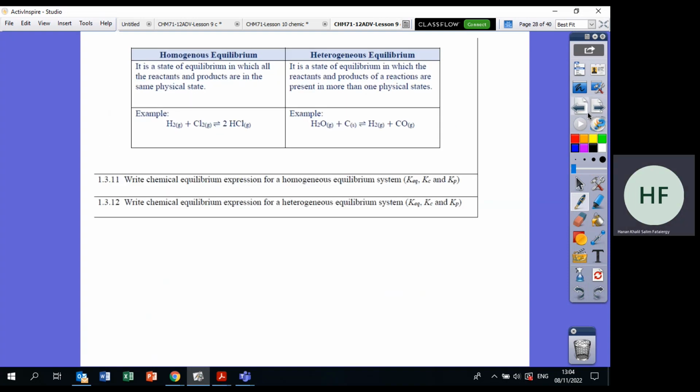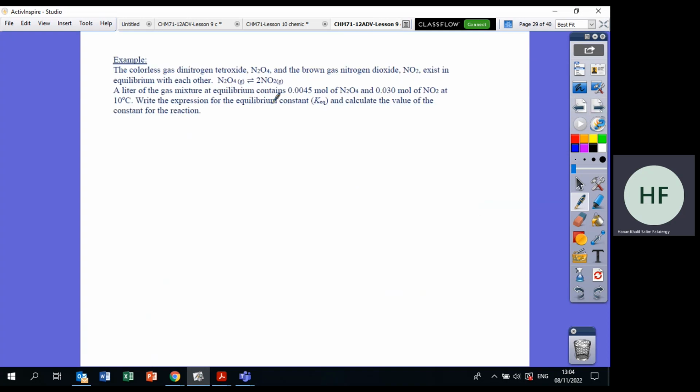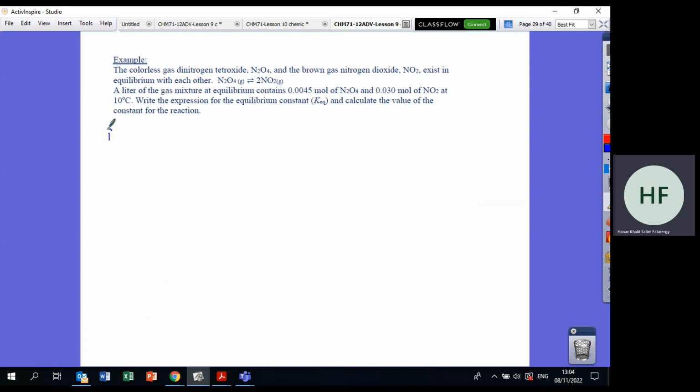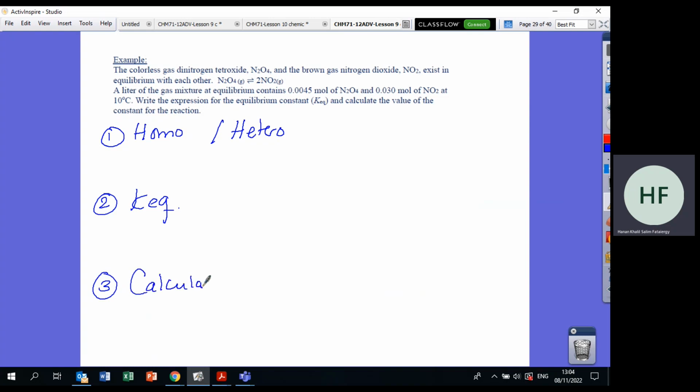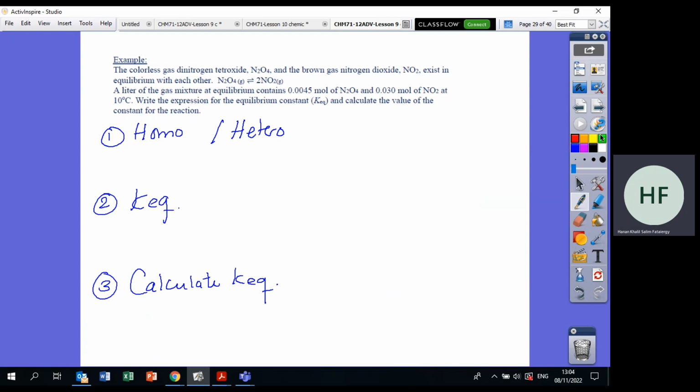Okay, now we spoke about homogeneous and heterogeneous expressions already. Now let's do this question. First of all, I want you to tell me, is this reaction homogeneous or heterogeneous and why? Second thing, I want you to write KEQ expression. And last, I want you to calculate KEQ. Okay, let's go. Pause the video and do this question.